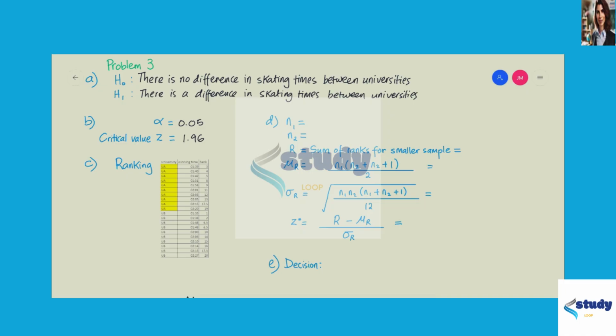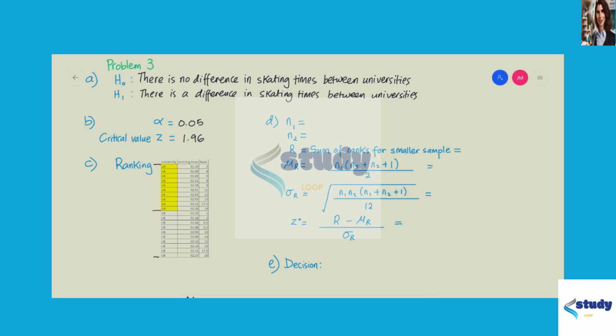Next, we're going to rank the different winning times, making sure that if there's a tie between two winning times, then an average of the positions is given. And here is a ranking for the two universities. So the first part of the data is for University A, and the second part of the data is for University B. So the rankings are as follows: 3, 4, 5, and so on.